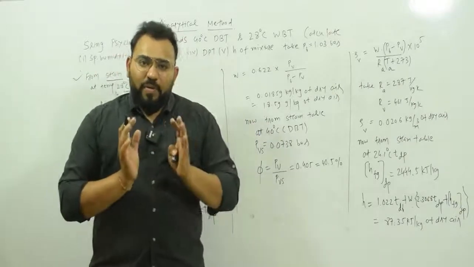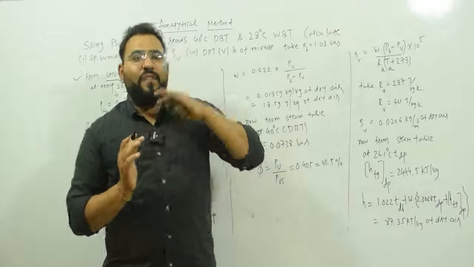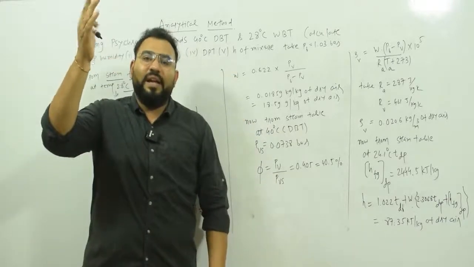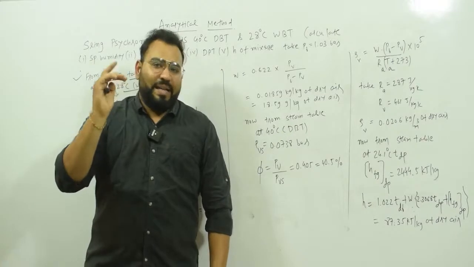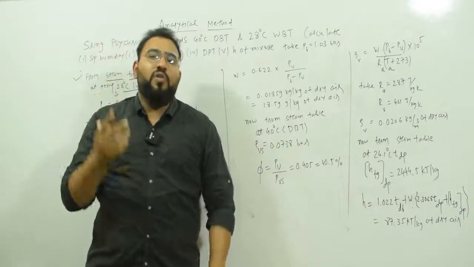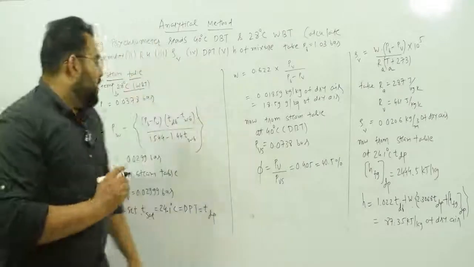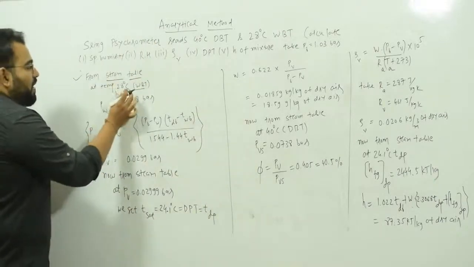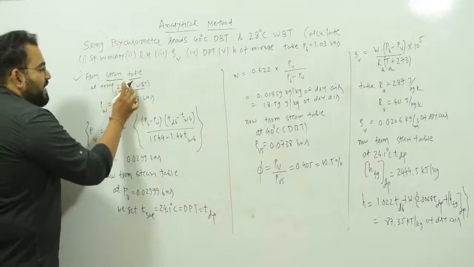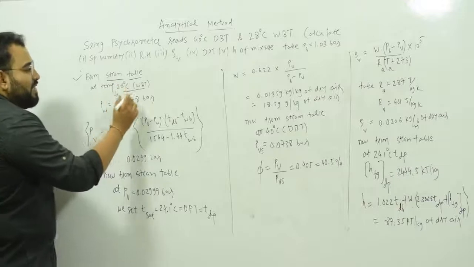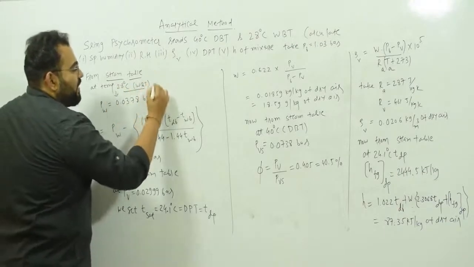Always remember that it is not necessary that you will find exactly 28 degrees Celsius. Sometimes the 27 degrees Celsius reading is there and the 29 degrees Celsius reading is there, then you have to take the average of both and find the value for 28 degrees Celsius. Now from the steam table, find the 28 degrees Celsius temperature.